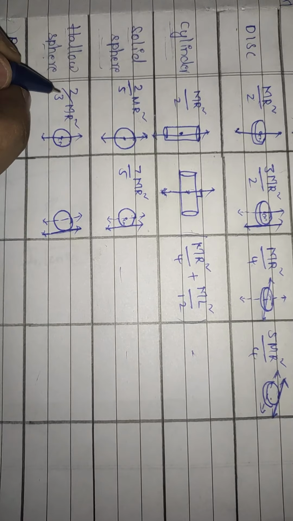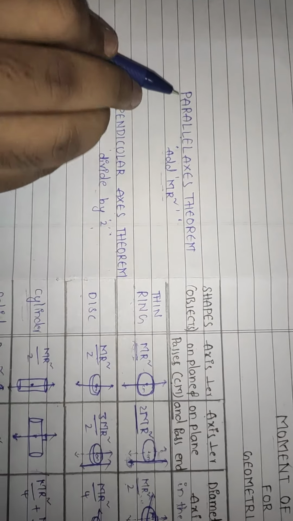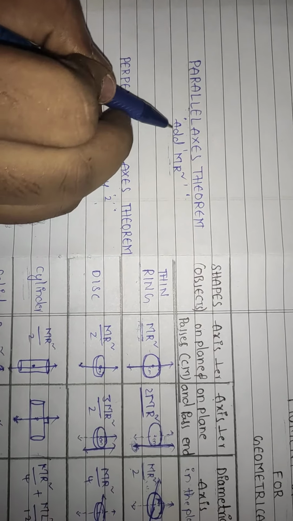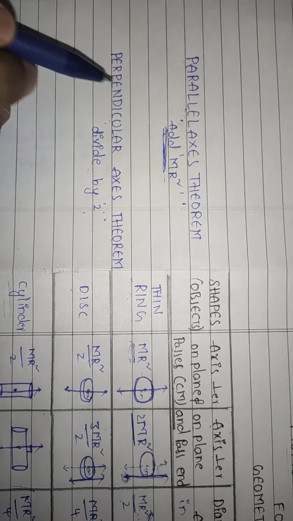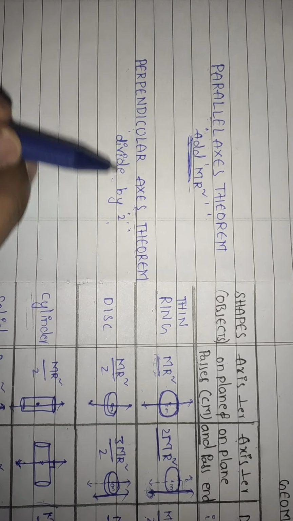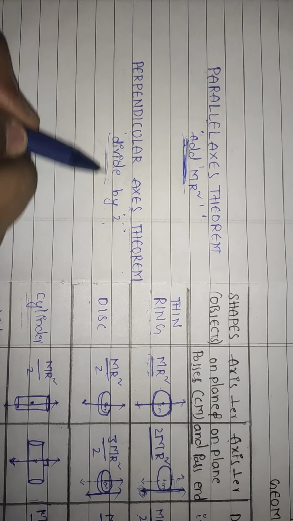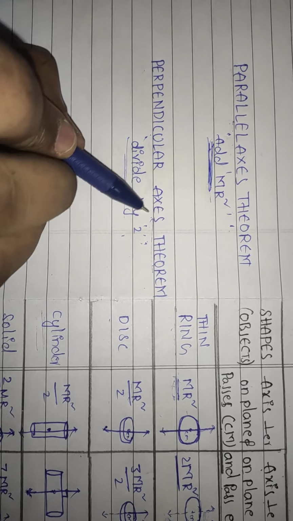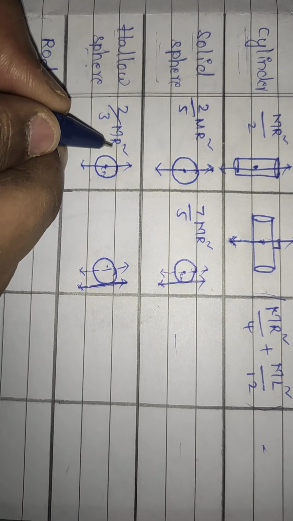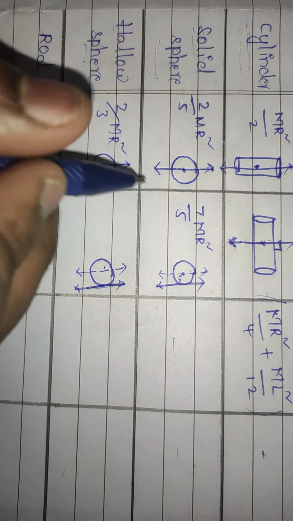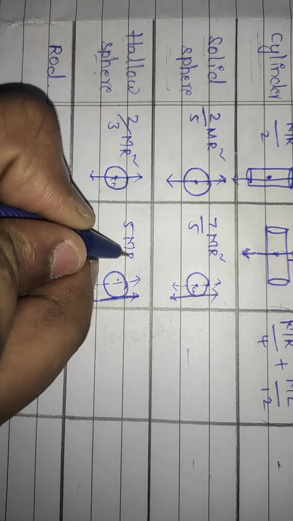Okay, these two are parallel, right? Now we have to apply the parallel axis theorem again. Parallel axis theorem means add mr square. Remember this parallel axis theorem and perpendicular axis theorem. Adding mr square is nothing but the parallel axis theorem. Dividing by 2 is the perpendicular axis theorem, that's it. Now these two are parallel, so we apply the parallel axis theorem, add mr square. Now it will become 5 mr square by 3.